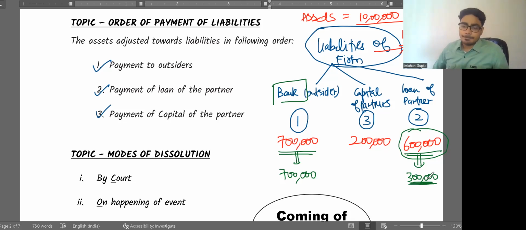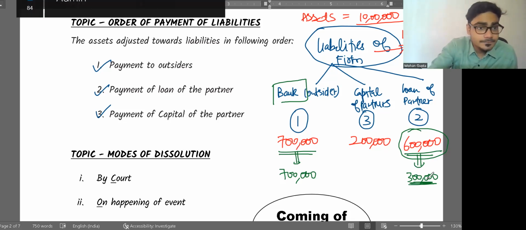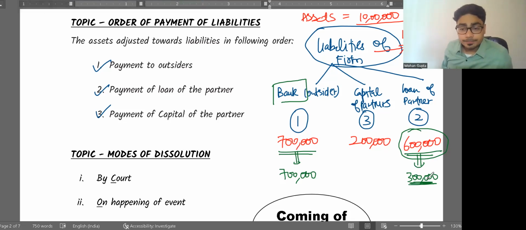For the loans of the partners, if they are supposed to pay 6 lakh but they paid 3 lakh, do they write off the other 3 lakh as paid, or do they just keep it there, so in the future they can collect it again? No, they won't be able to collect it again.